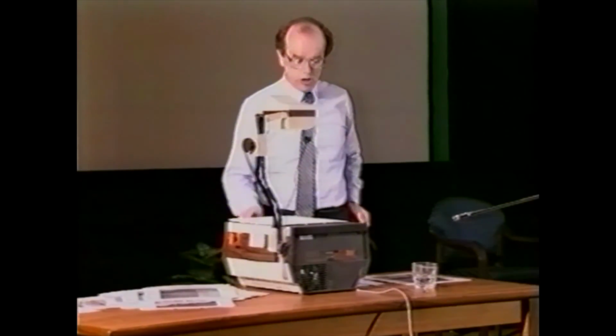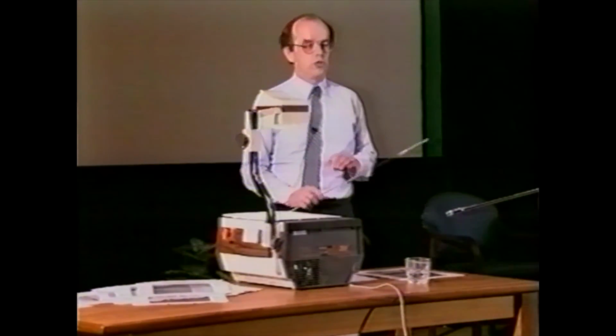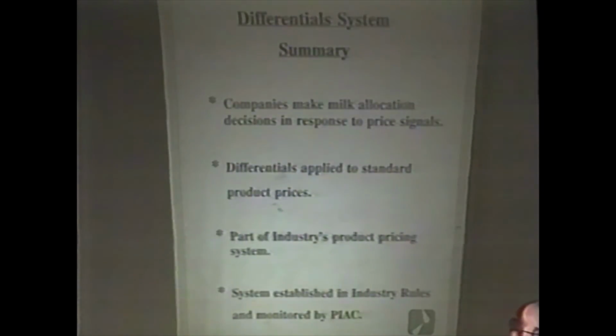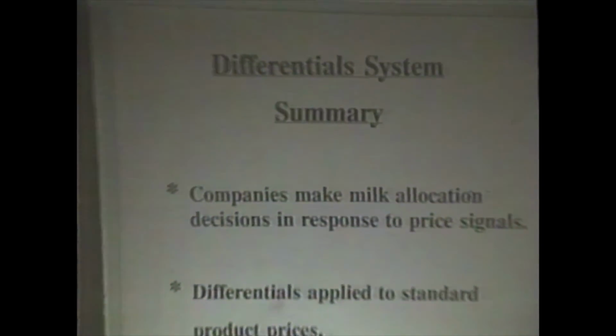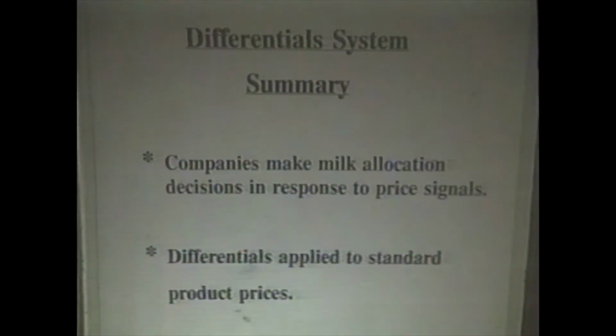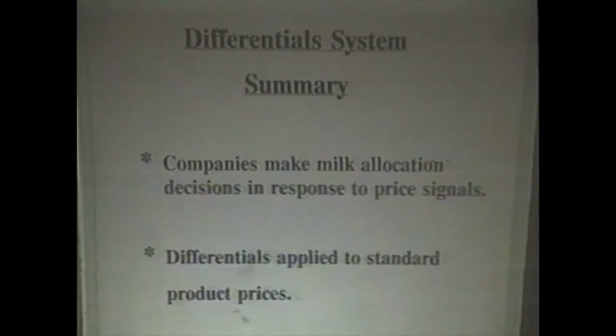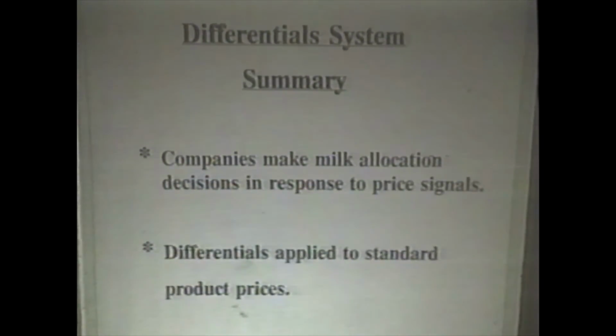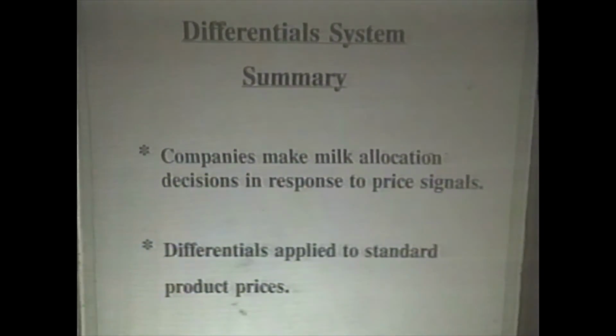Just to summarise then the main points of the differentials and product mix system, companies have the right to allocate milk to their factories. They build the factories, they allocate the milk. We have to get the price signals in the right way to allow them to choose their response. The differential penalties and premiums are overlaid on the standard purchase prices in order to achieve the response from companies that lines up with what the market is paying the board.